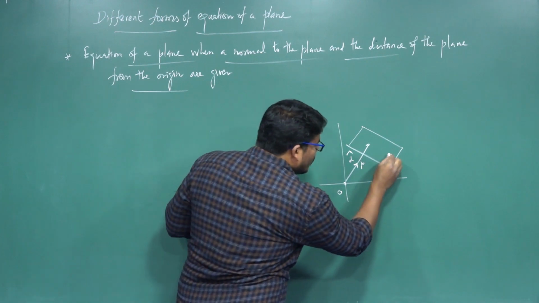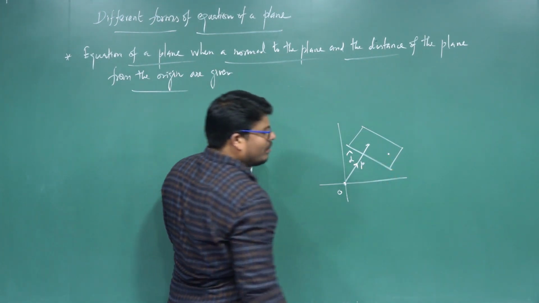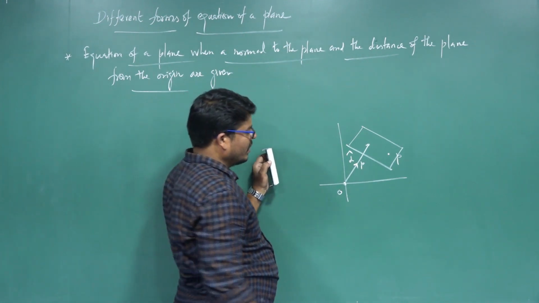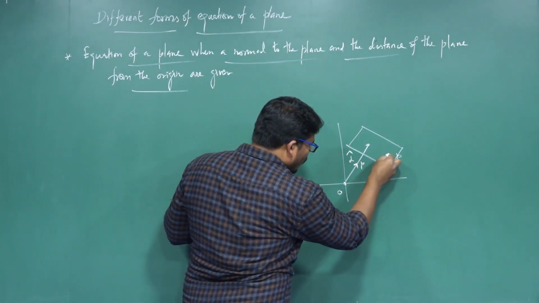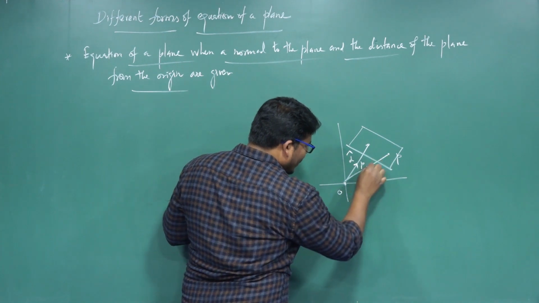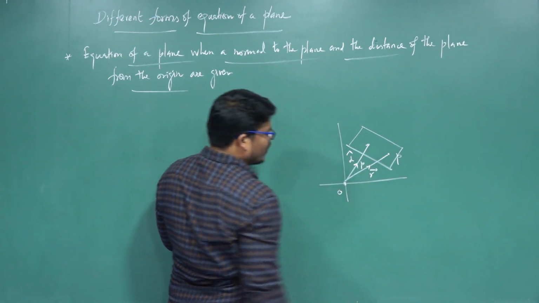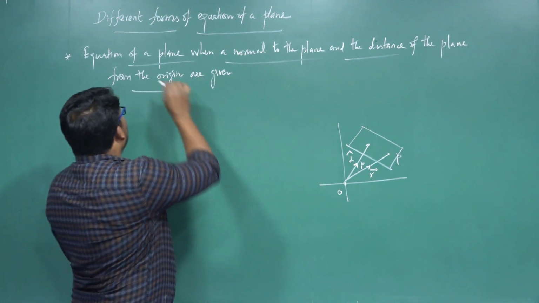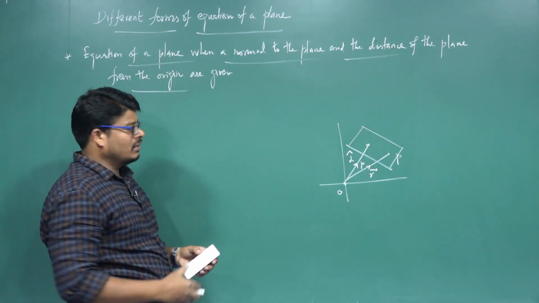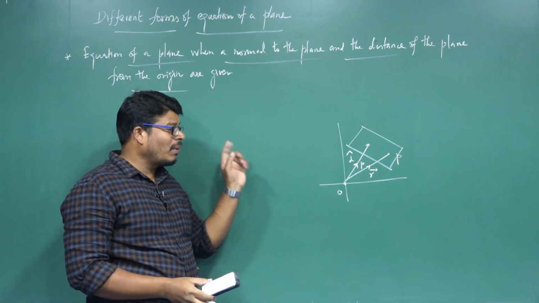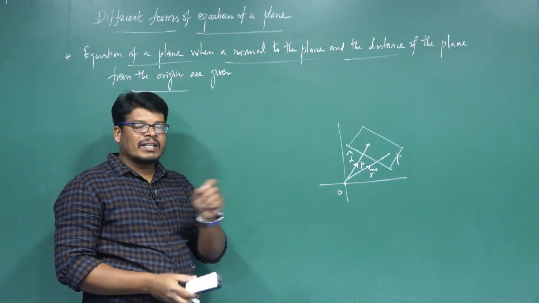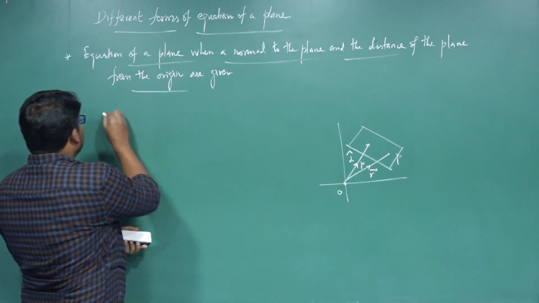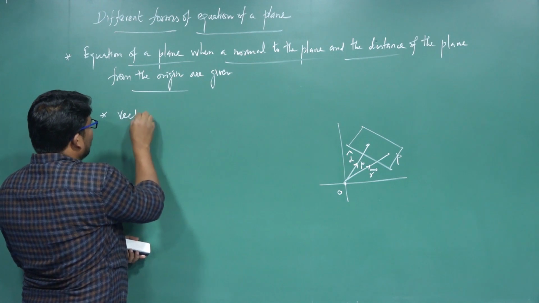Next, let P be any point on the plane. Then the vector OP equals R vector. Now find the equation of the plane. The equation of the plane has two types: the first one is the vector form and the next one is the Cartesian form. The first one is the vector form.